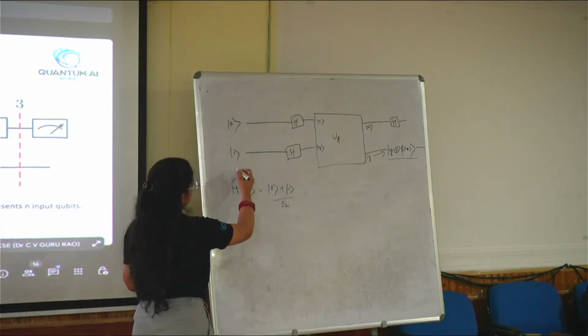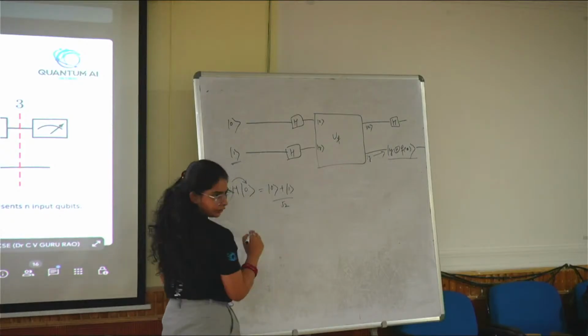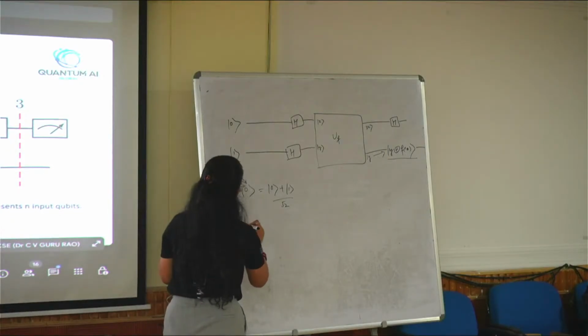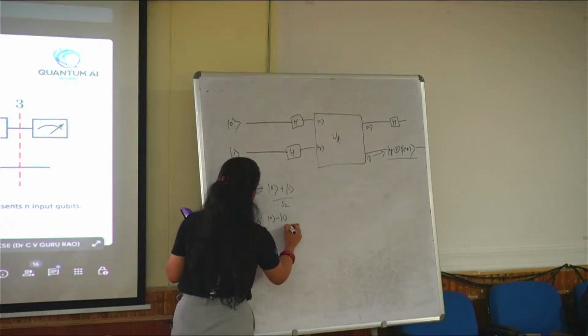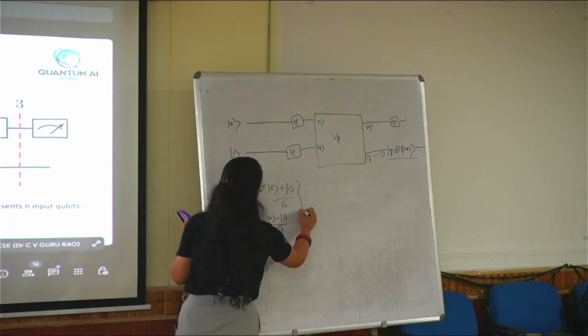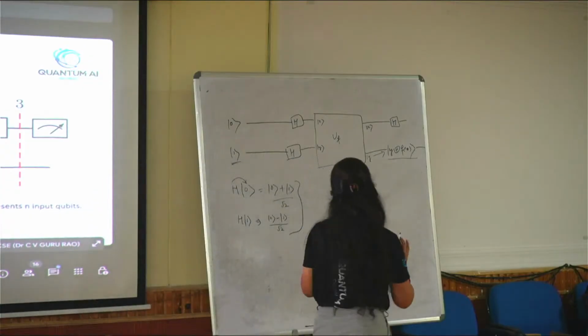Yes, and this is 1. Of course, we have to apply Hadamard on it as well. So Hadamard on 1 gives minus of 1 by root 2. Okay, so this is the basic functionality. We have done the Hadamard gate transformation.